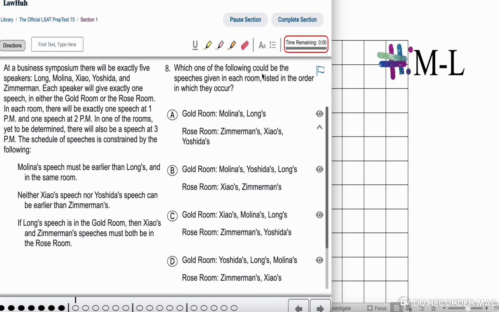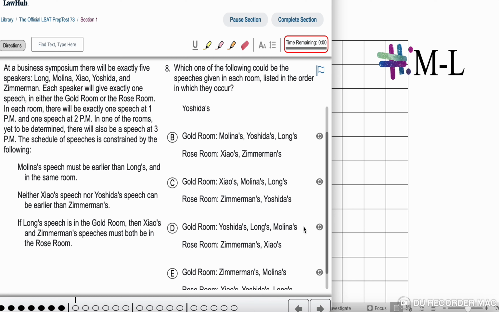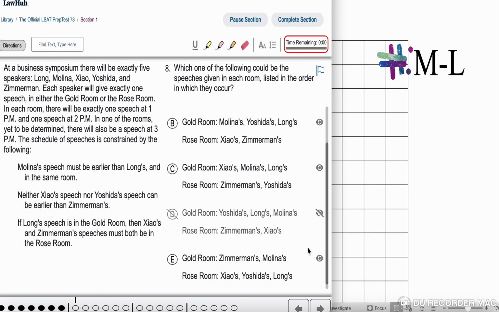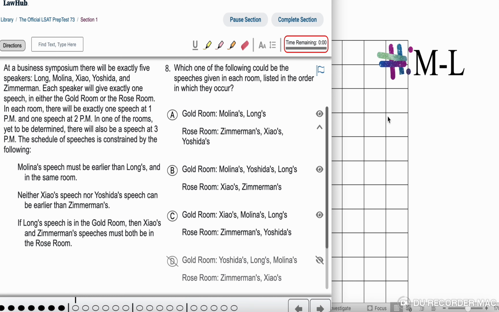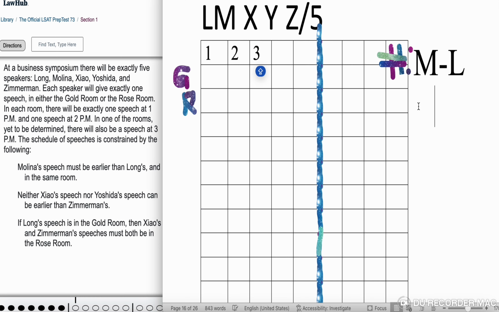Which one of the following could be the speeches given in each room listed in the order in which they occur? So we already know that M needs to be before L and it has to be in the same room. So far, we don't see it in this one, so go ahead and eliminate it. And we also don't see it in this one as well, so we eliminate it. So we eliminated 3 choices right now with that condition.